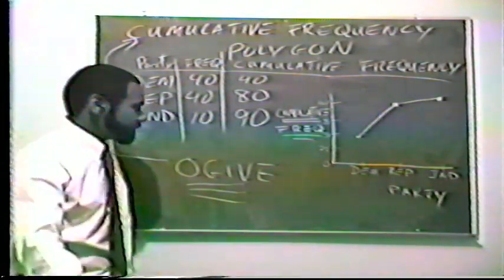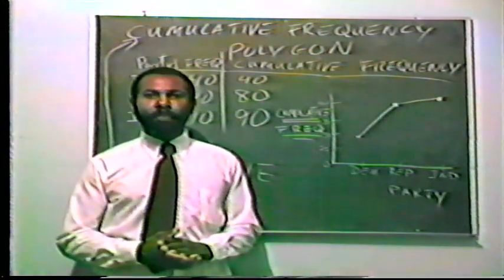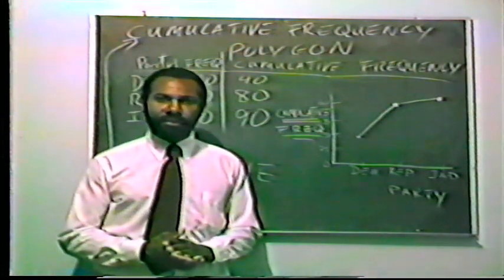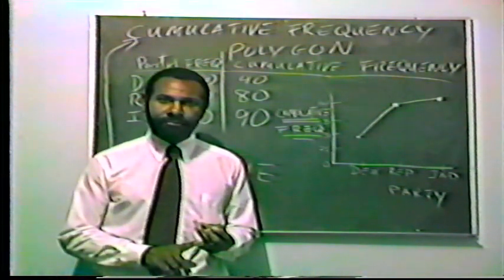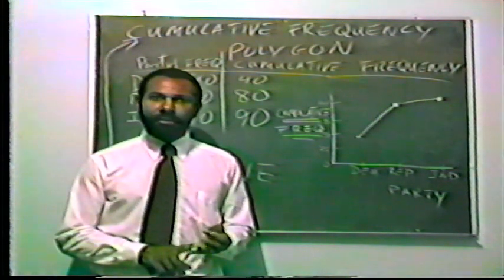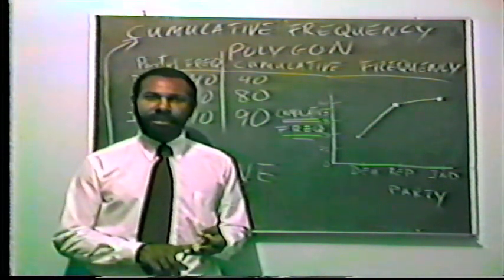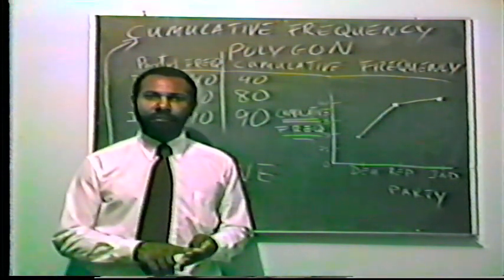And that is, of course, the last of the 4 ways of picturing data that we will discuss for this lesson. Once again, you have the circle graph, the histogram, the frequency polygon, and the ogive or the cumulative frequency polygon.